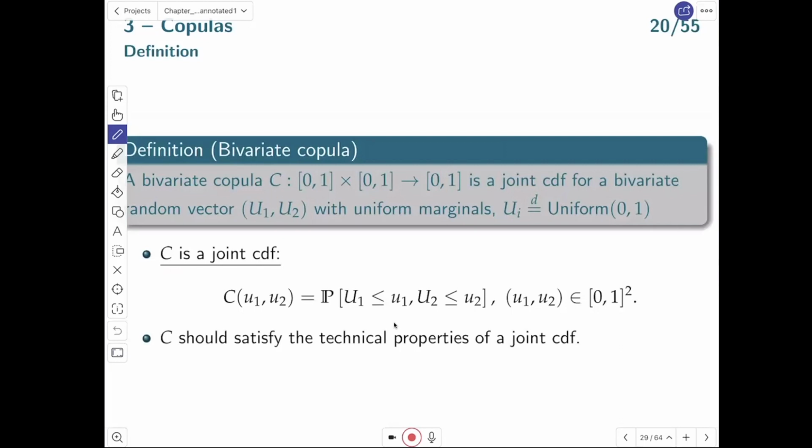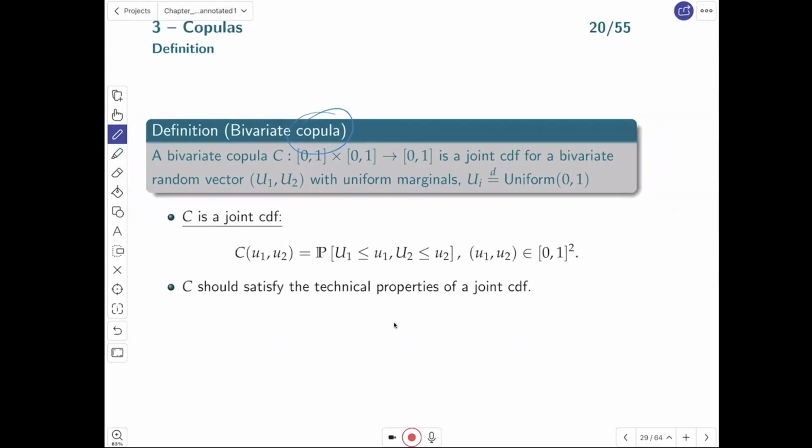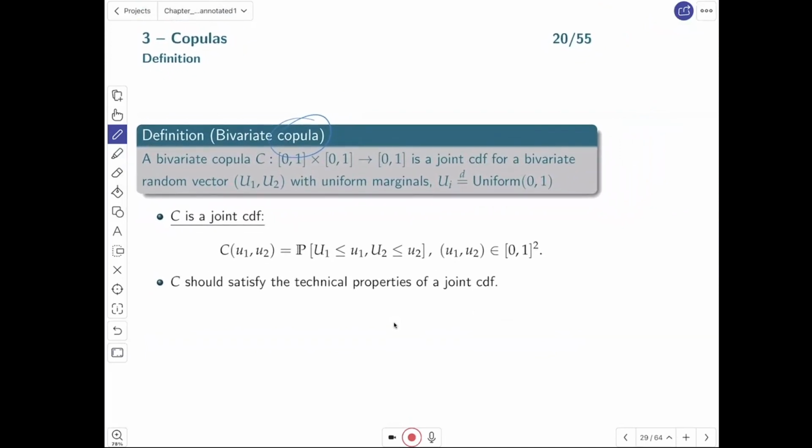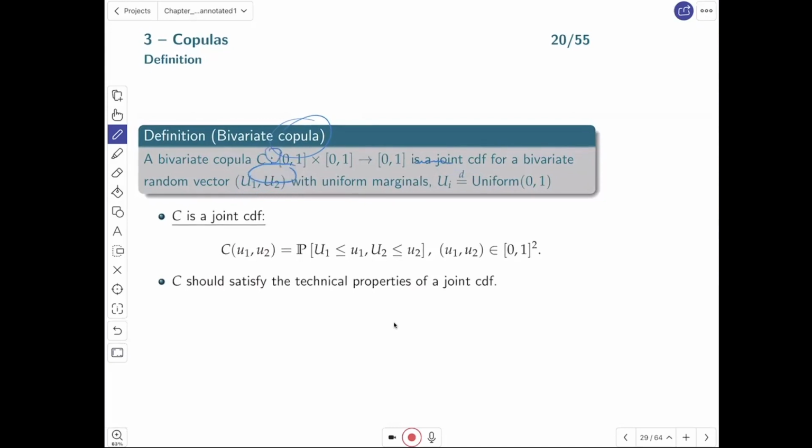All right, so we have to define what is a copula. And once we understand what is a copula, we can investigate what a copula is doing. So a copula, although it's sometimes considered as a complex thing, is actually very simple. A copula, function C, bivariate in our situation, is just a joint CDF for a random vector (U1, U2), where U1 and U2 are uniformly distributed. Okay, so let's have a look.